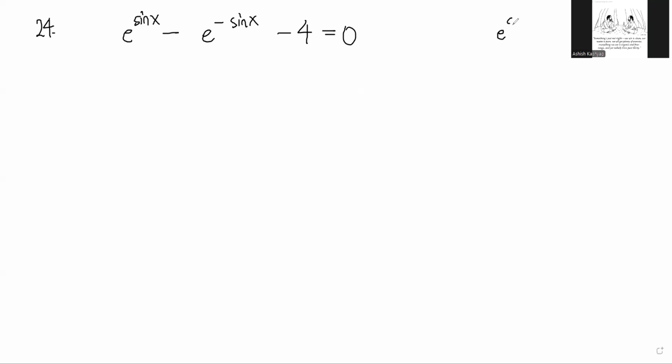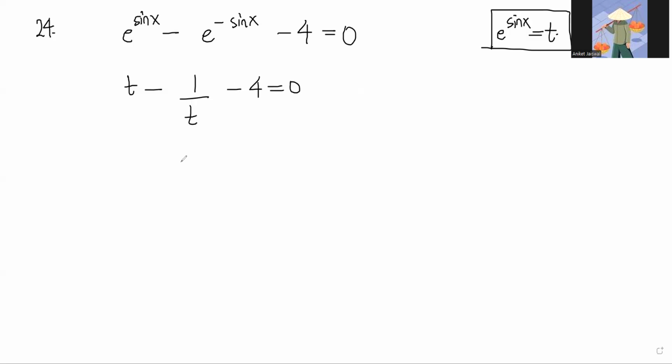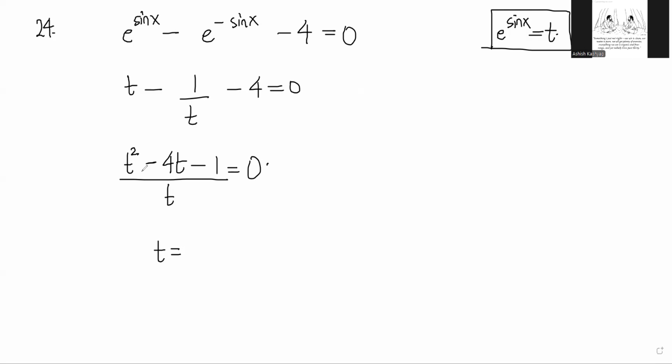Okay, so e^(sin x) can be taken as t. You'll get t minus 1 by t minus 4 equal to 0. So t² minus 1 minus 4t. From here, we are getting t is equal to 4t plus 1.